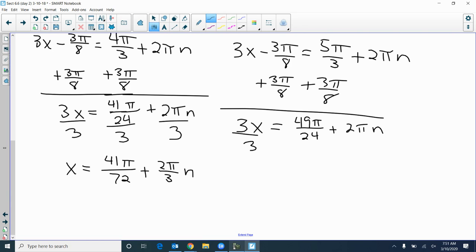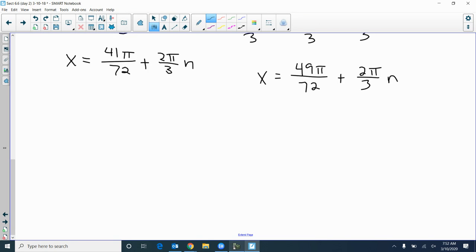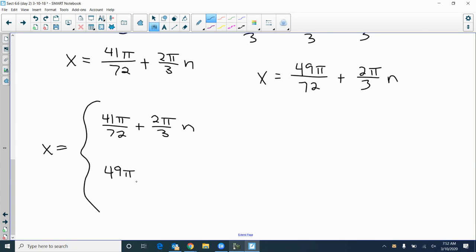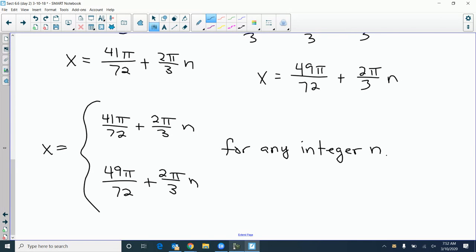Now divide by 3. So I get x equals 49 pi over 72 plus 2 pi over 3 n. I'm just going to list these as one big set. 41 pi over 72 plus 2 pi over 3n, and then 49 pi over 72 plus 2 pi over 3n for any integer n.